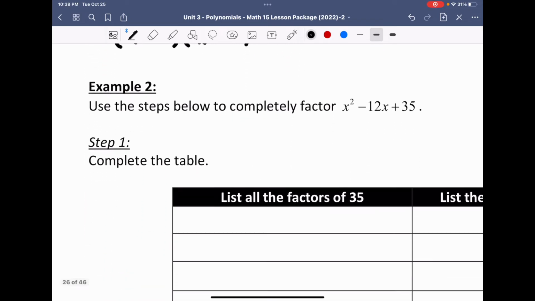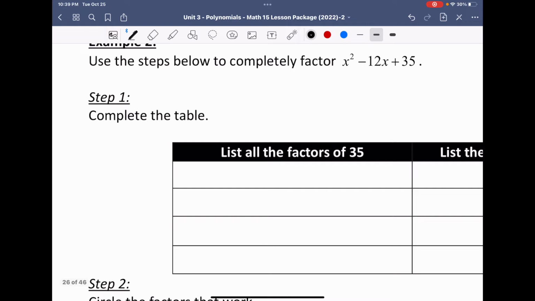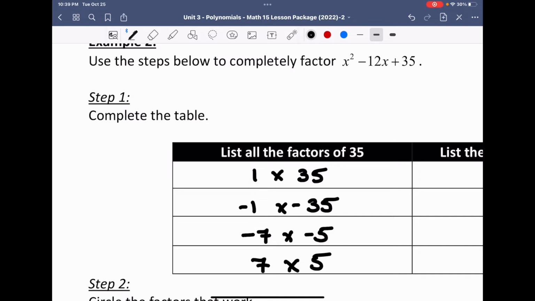All right, let's do another example here. If we want to completely factor x squared minus 12x plus 35, let's start off by figuring out what multiplies to make positive 35. Well, we have 1 times 35. We have negative 1 times negative 35. We have negative 7 times a negative 5. And finally, 7 times 5.